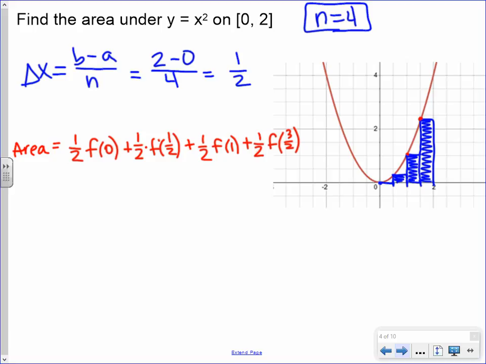Okay, so all we have to do is plug those values into our function to figure out the height. So f of 0, if we plug 0 into our function, what do we get? 0.